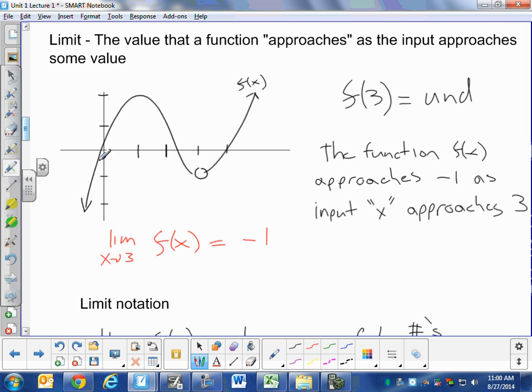Now, real quickly, what is f of... I don't like that green.